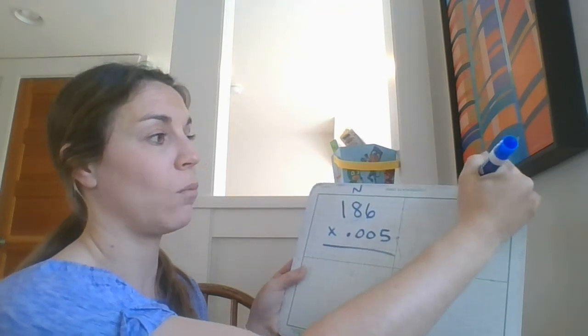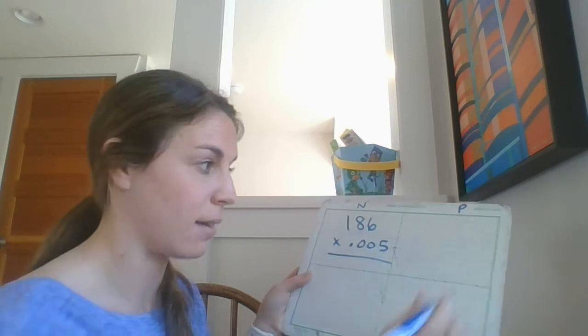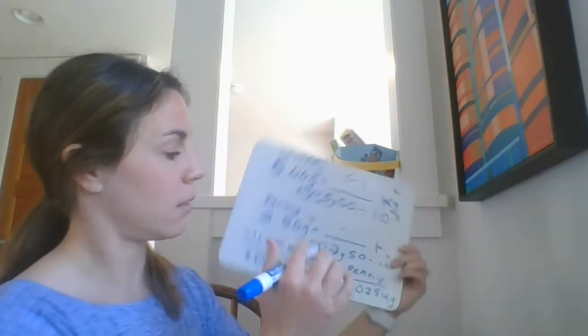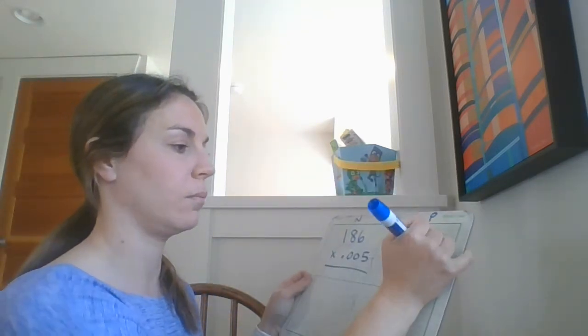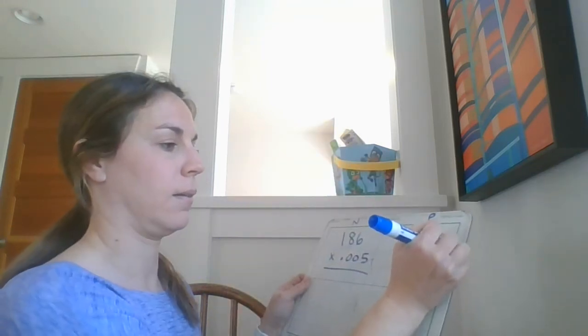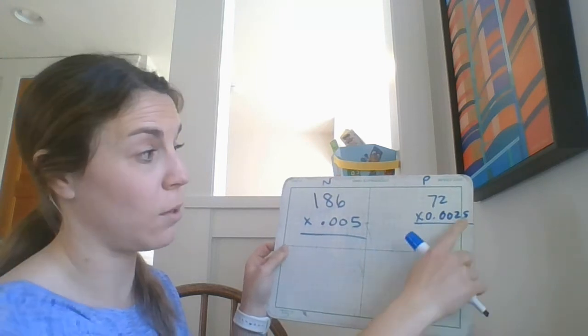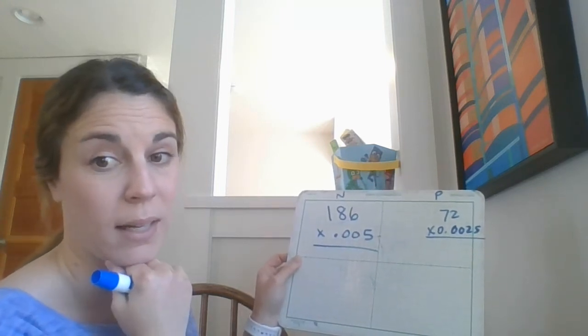Now, penny, what do you think you're going to do if it said you had 72 pennies? Yeah, I'm going to do 72 times how much 1 penny was worth. That was 25 thousandths. Now this one, you have a 5 and a 2, so you're going to have to go to a second row when you multiply that.